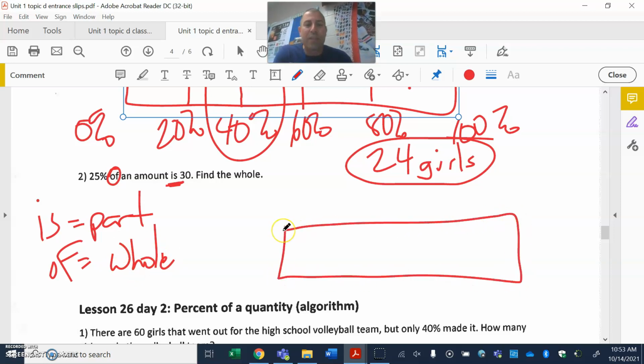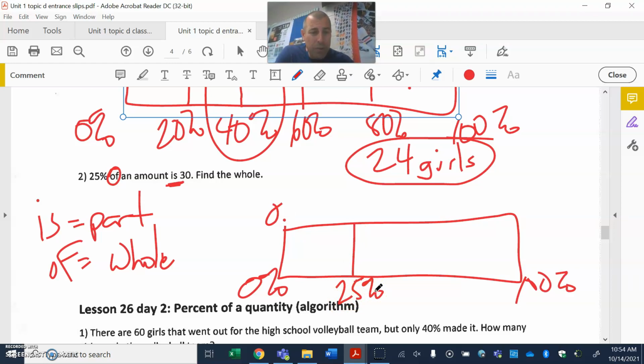As low as 0%, as high as 100%. As low as 0. I don't know what we have, but the lowest amount it can be is 0. Now, as we talked about, is always the part, of is always the whole. So I do have a 25%. 50 is in the middle. What they're telling me here, I don't know what the amount is. 25% of an amount is 30. So the 25% is 30, which means the 30 is going to match up with it.